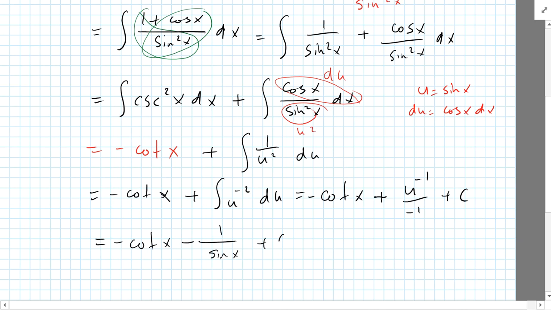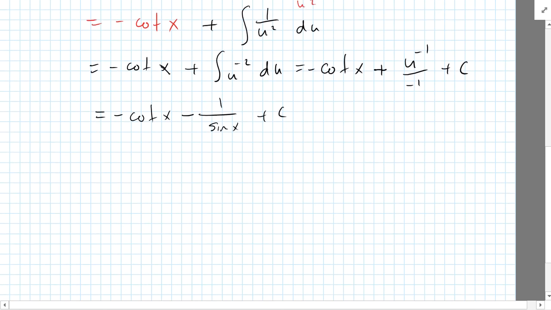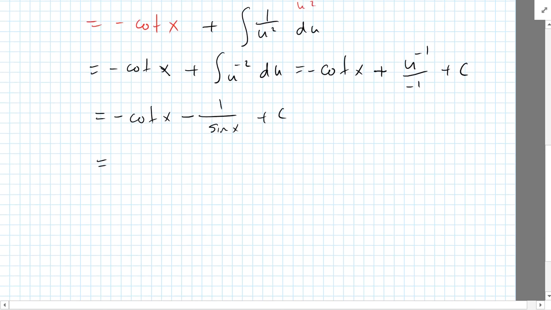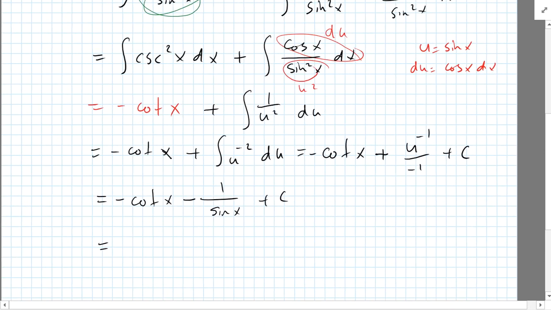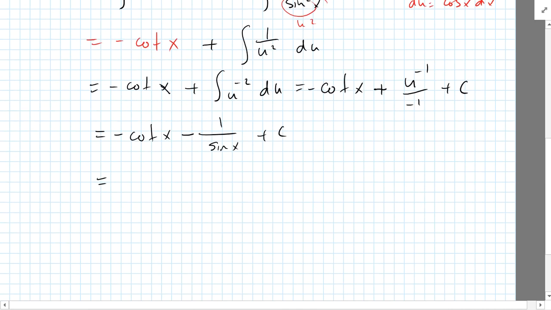but we can't leave it like that because we know what 1 over sine is. So our integral of 1 over 1 minus cosine of x dx is equal to negative cotangent of x minus cosecant of x plus c.